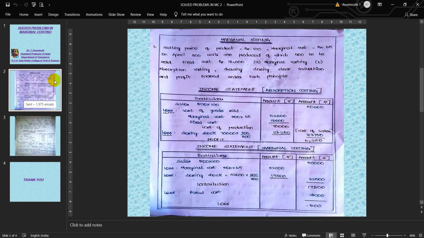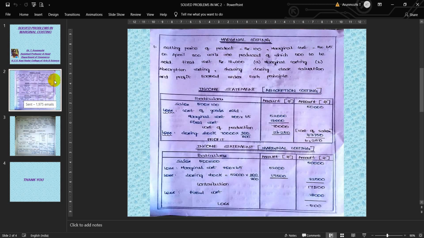We go for marginal costing as sales is 500 into 100. That value is 50,000. Marginal cost is 800 into 65, 52,000, less closing stock, which is 52,000 into 300 divided by 800, equal to 19,500. When both are deducted, you get 32,500.